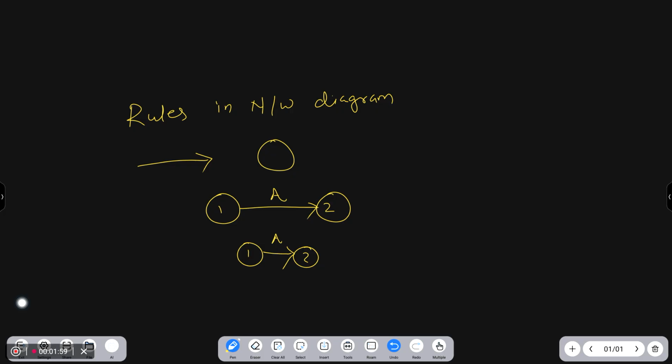Number two, each activity should be represented by only one arrow, and must start and end in a circle called an event. It means every activity must have a starting and ending point, right?